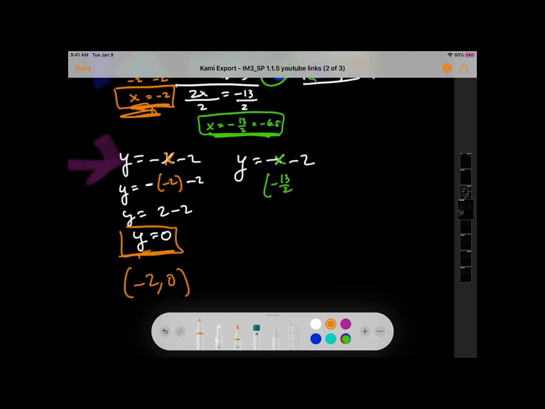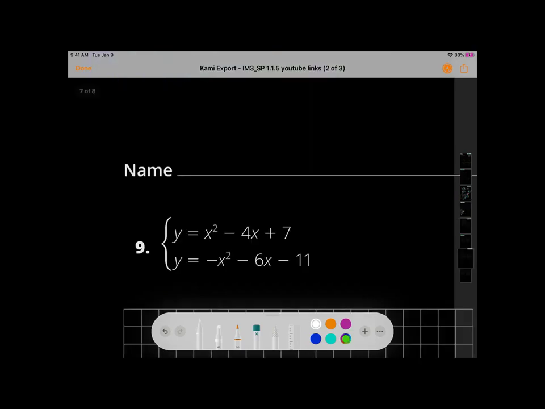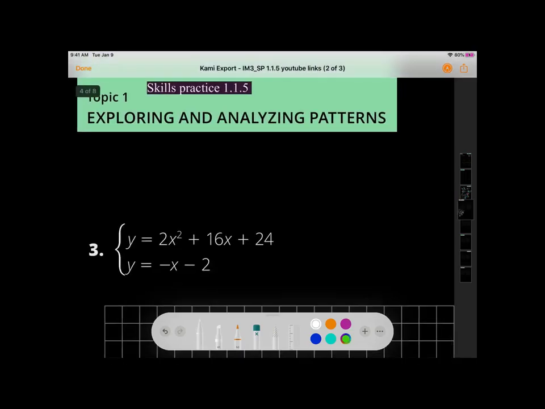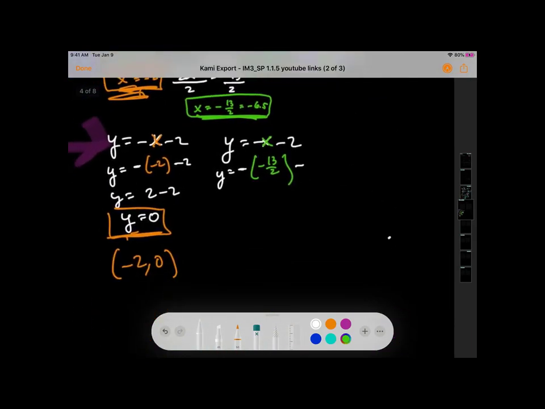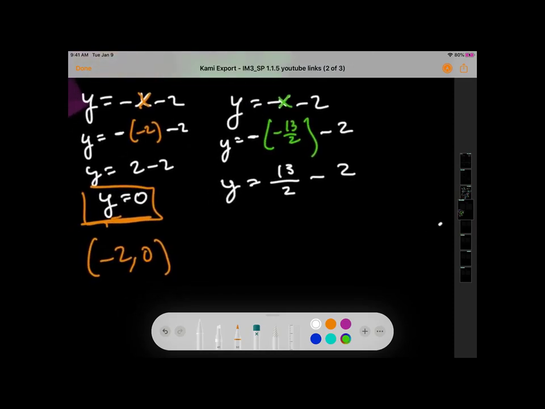Let's do this one over here in green. I have y equals the opposite of that, minus. Okay, so let's just simplify this. This is a positive 13 halves minus 2. Okay. How do you make 2 a fraction? Just put it over 1.